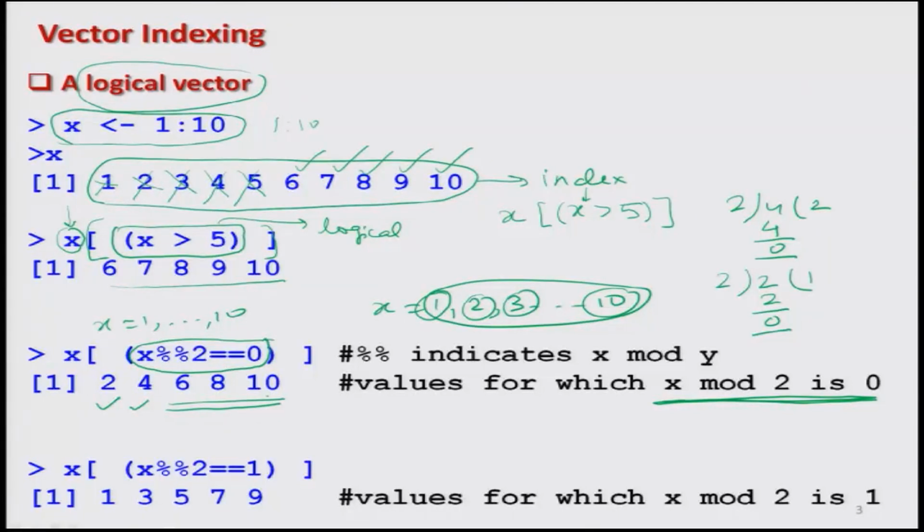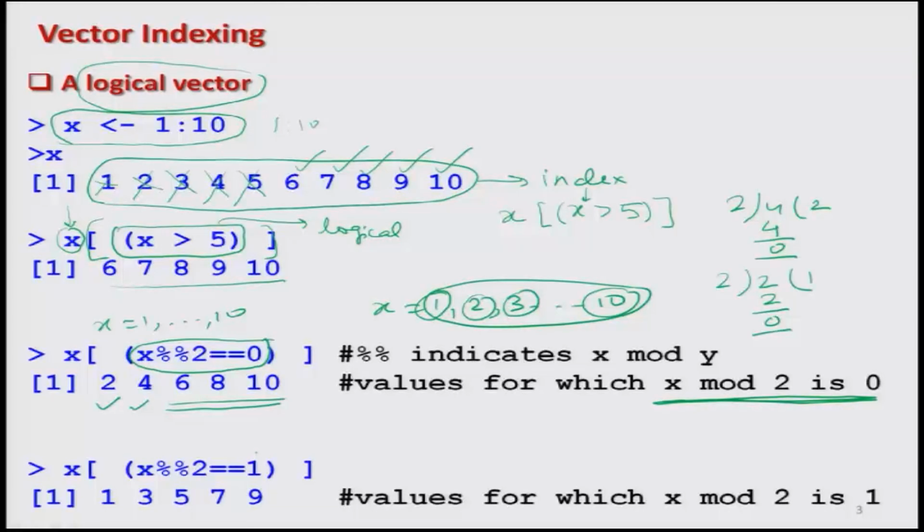Now, similarly, when we are trying to do x modulo 2 over a sequence of 1 to 10, only two types of remainders are possible, either 0 or 1. So, let us see what happens when I make my condition: please give me all the numbers for which x modulo 2 is exactly equal to 1. Please remember that this double equality sign means exactly equal to, and this is a logical operator.